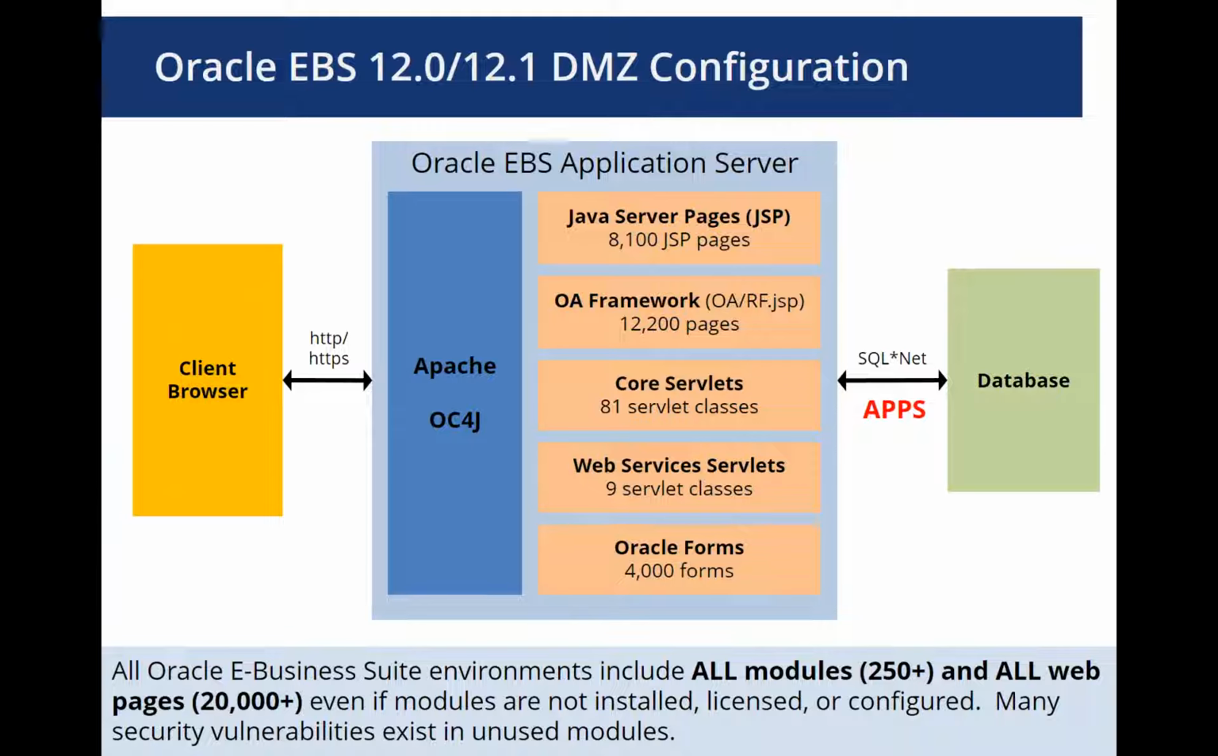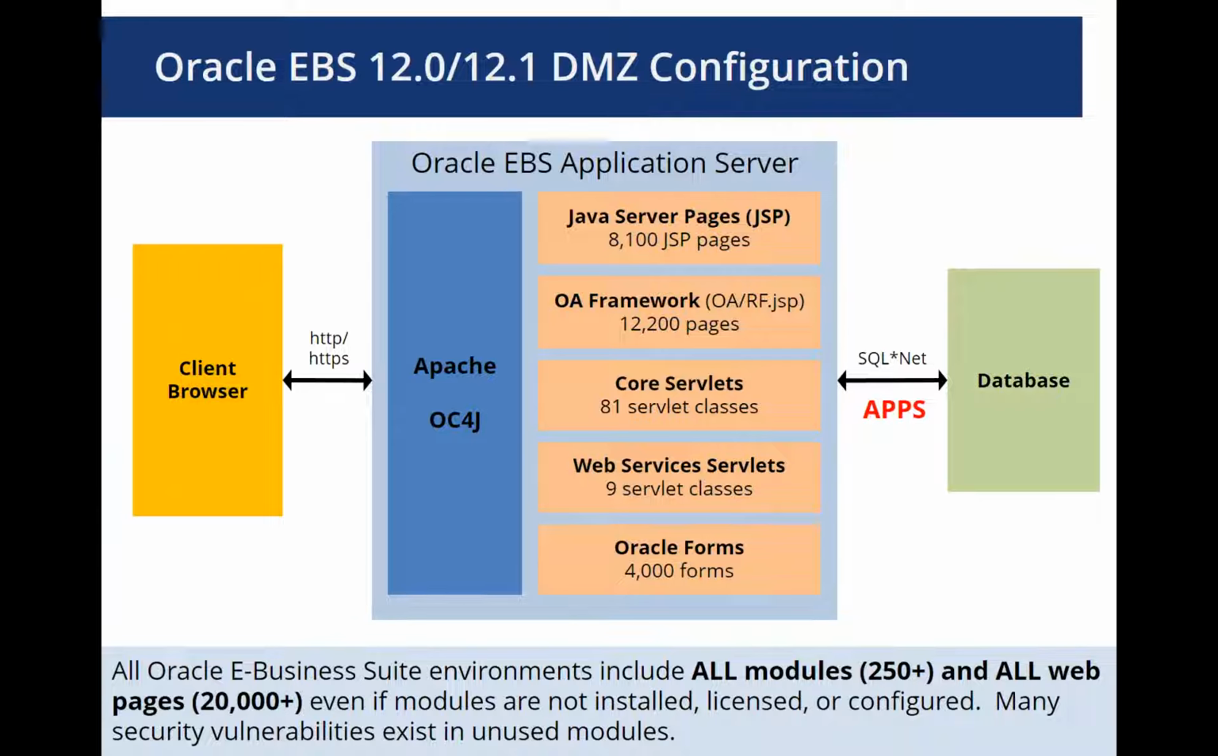It may not work, it may not be usable, but unfortunately a lot of the security vulnerabilities that are found, even if the module is not configured or licensed, the security vulnerability is still fully exploitable. So the key here is you've got 20,000 web pages. If you just pop an E-Business Suite application server on the internet, there's over 20,000 web pages fully accessible. Even if you're just running a module like iSupplier, which is only about 4 or 5 web pages, you've got 20,000 running.